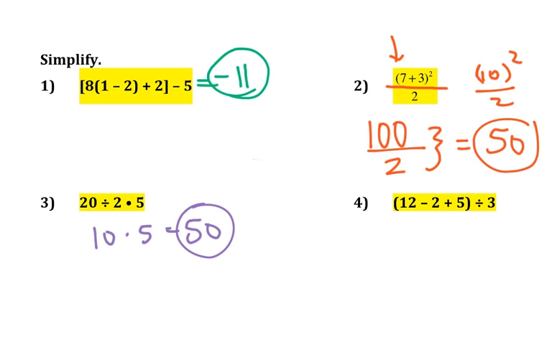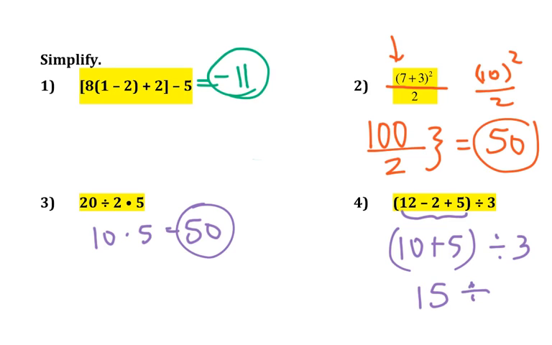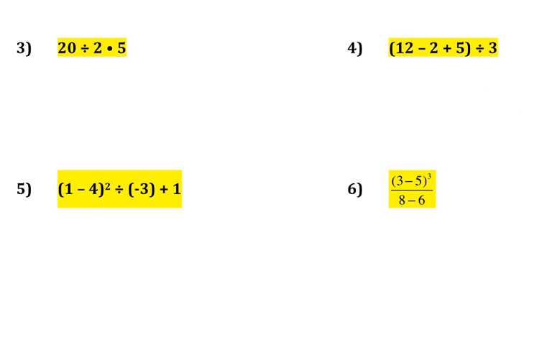Anything else is wrong. Okay, on number 4, in the parentheses, I'm going to go from left to right with my addition and subtraction. So 12 minus 2 is 10. So I'm going to have 15 divided by 3, and so that's going to be 5. Okay, number 5. In the parentheses, 1 minus 4, that's negative 3.